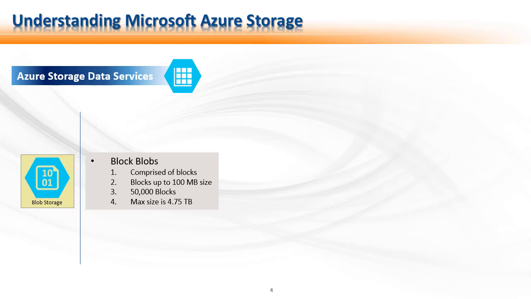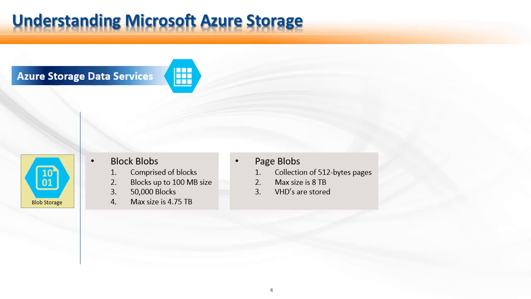Block blobs include features helping manage large files over the network. Multiple files can be uploaded in parallel in block blobs for decreased upload time. Then we have the page blobs. Page blobs are the collection of 512 bytes pages for random read and write process. The maximum size of the page blob is 8 TB and is majorly used to store virtual hard drives, which are the VHDs.